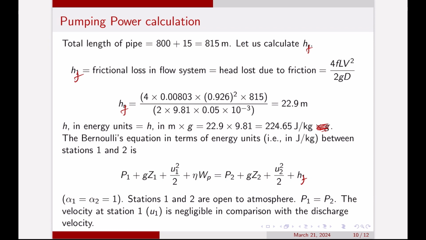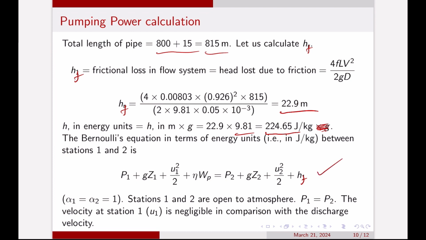So now here total length of the pipe is 800 plus 15, so that is 815 meter. Frictional losses in the flow system is nothing but 4 f L v square by 2 g D. Now we know all these values. If we plug in all this, we get h_f as 22.9 meter. Now if I convert to energy unit joule per kg, you have to multiply it with 9.81. So that will give 224.6 joule per kg.